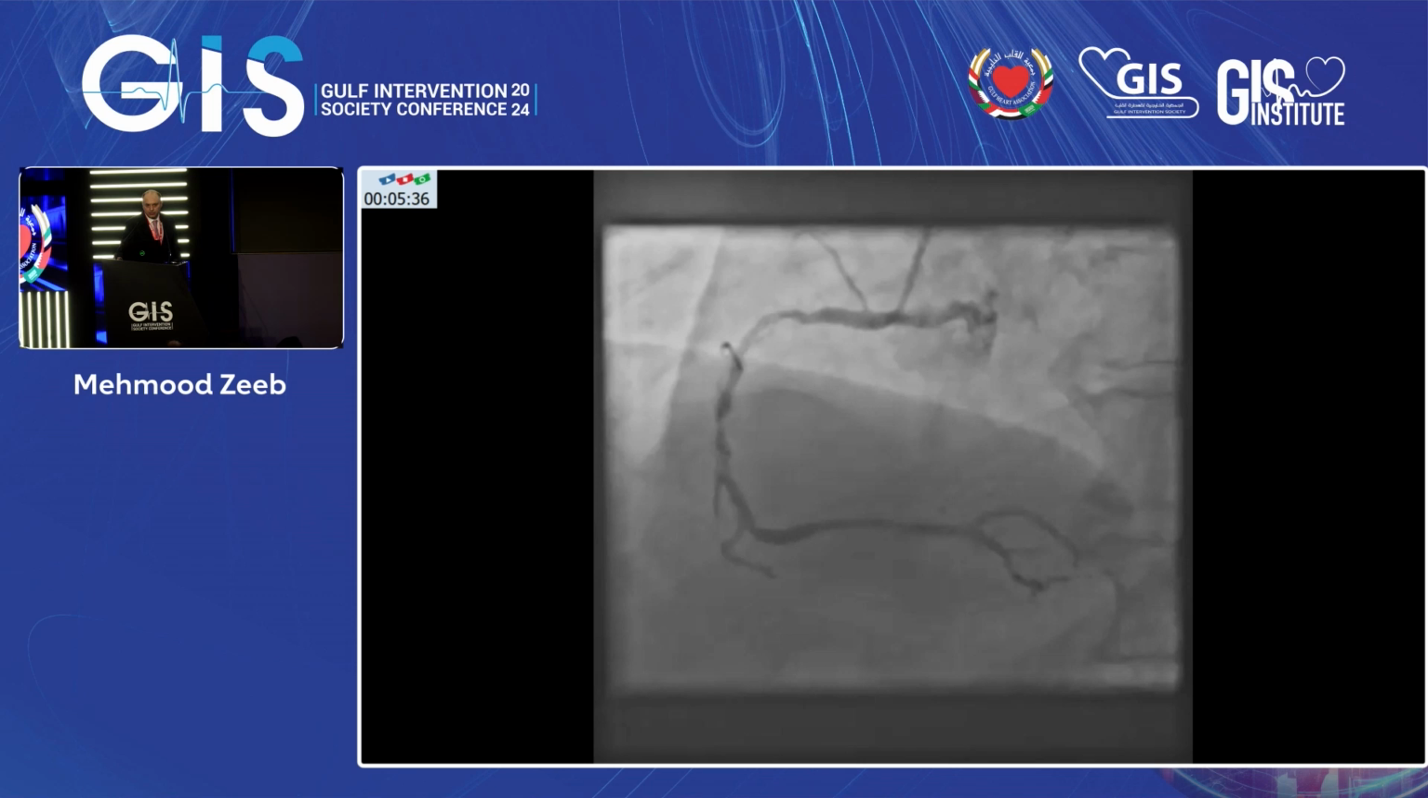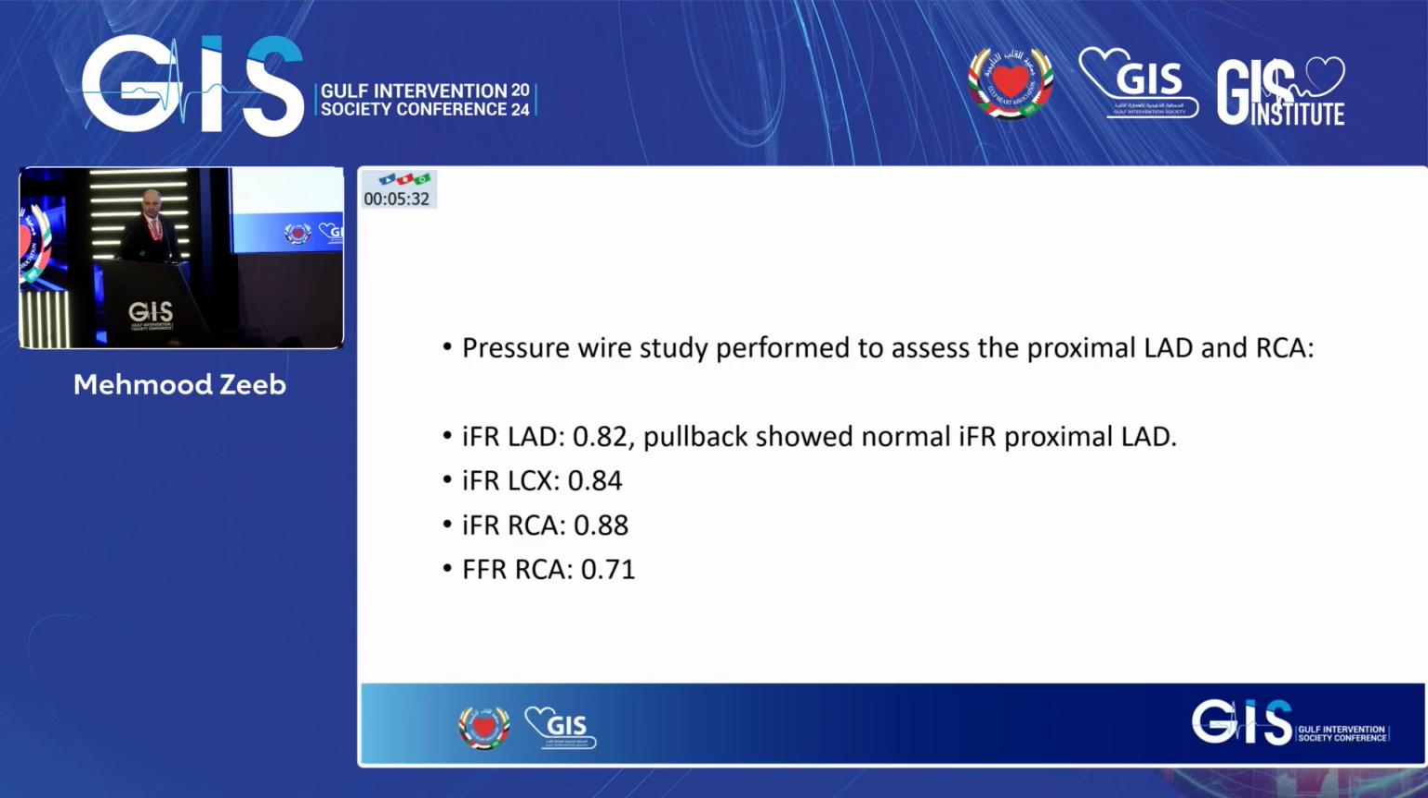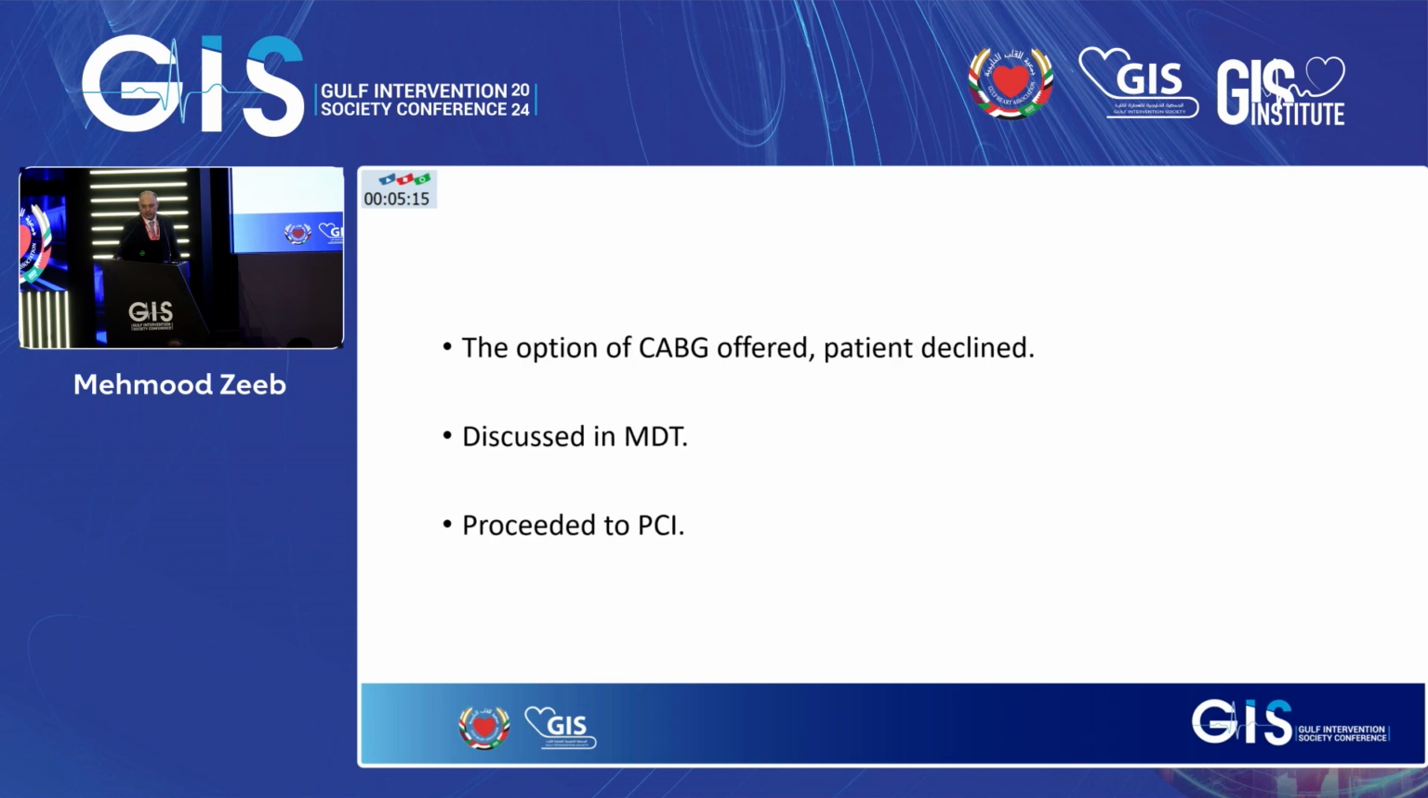And this was his right coronary artery, which was also heavily calcified. So I did a pressure-wire study of the LAD, and the main purpose of the pressure wire was to analyze the proximal LAD, whether there's a need for stenting there as well or not. The pullback showed normalization of the iFR in the proximal LAD.